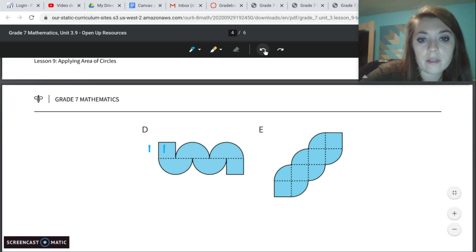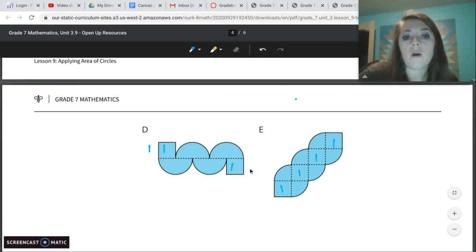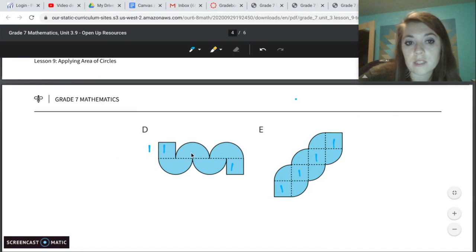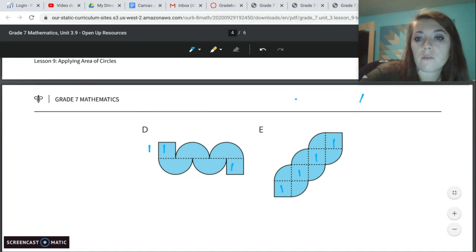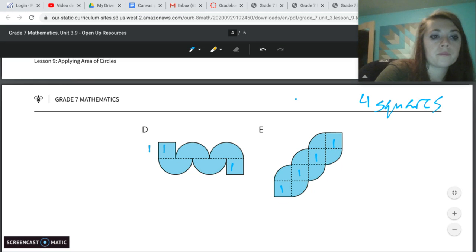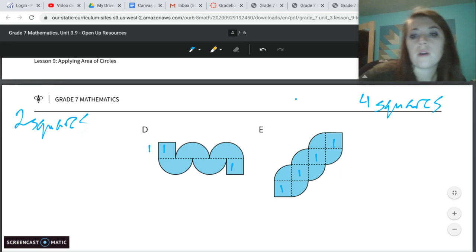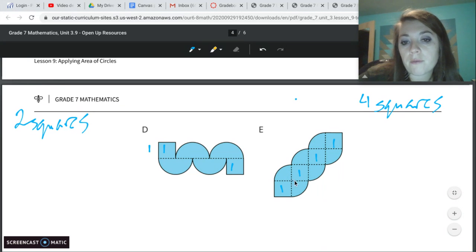It's going to drive me crazy that it keeps doing this. 1, 1, 1, 1, 1. So already the first one has 2. The E has 4 units. So it says 4 squares, whereas this one has 2 squares. So 4 squares, 2 squares. Now, in figure E, we have 1, 2, 3, 4, 5, 6.